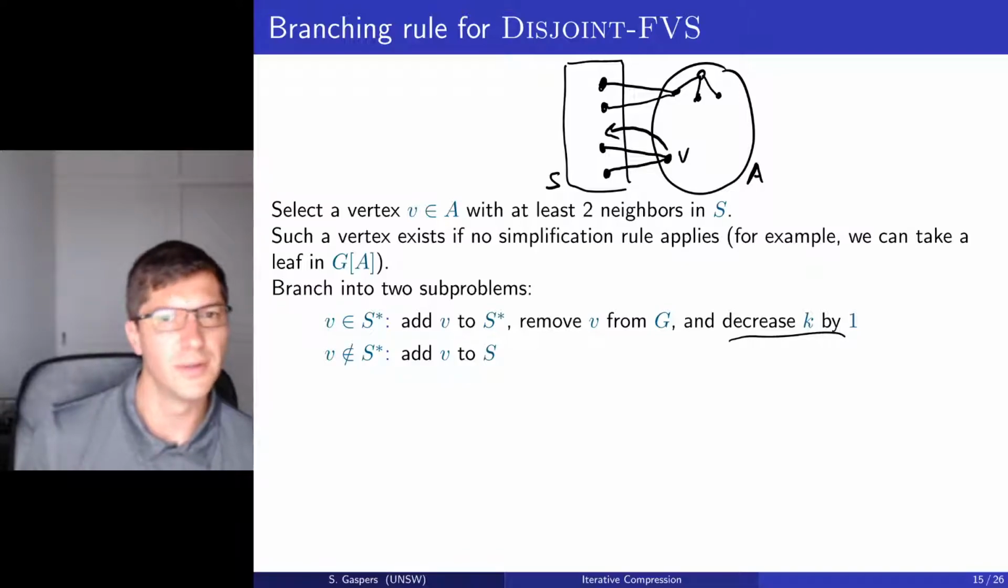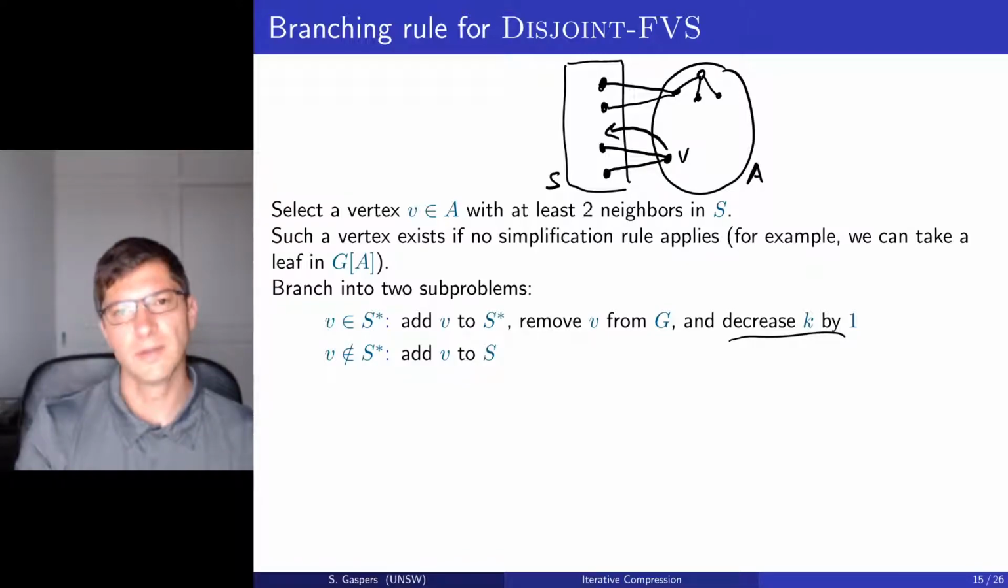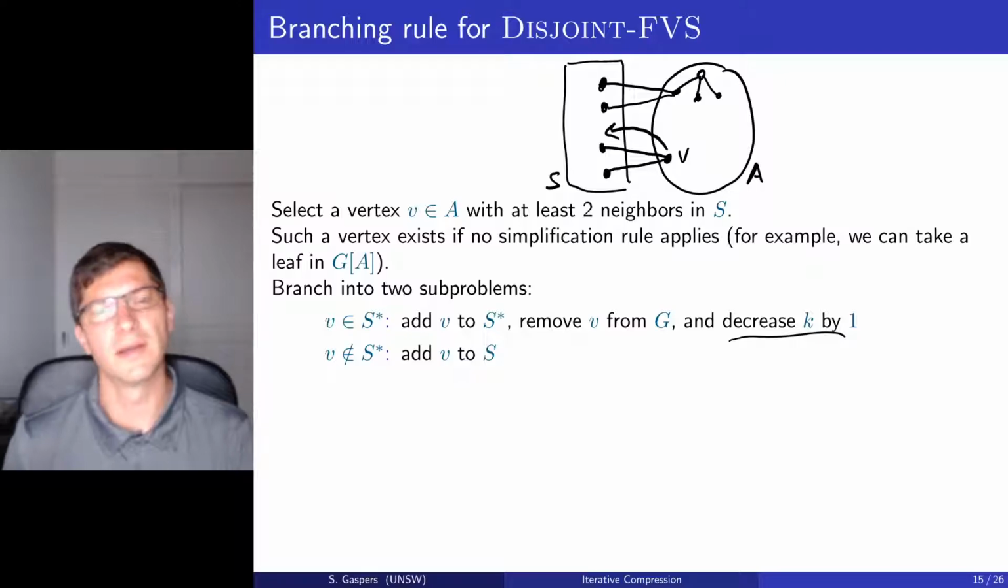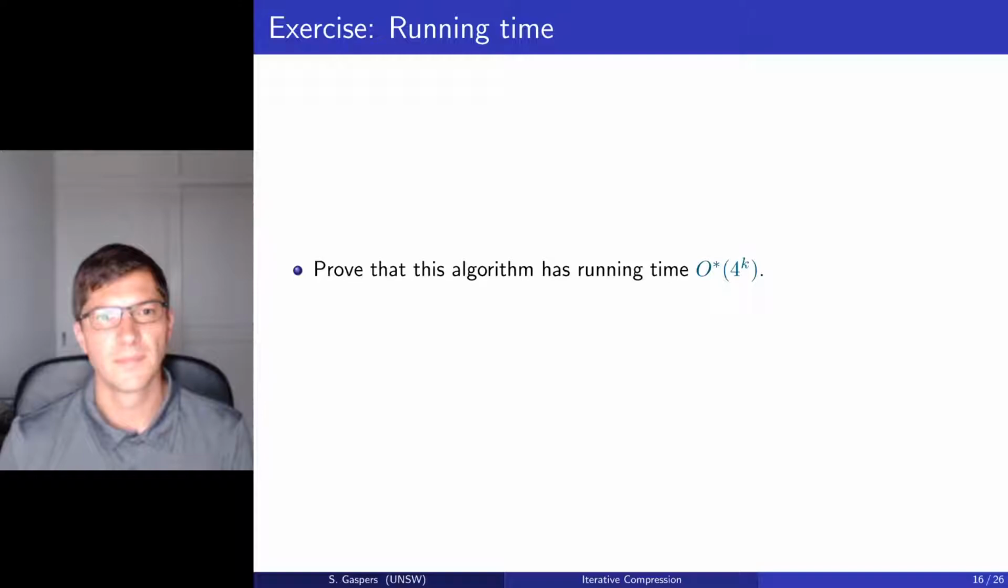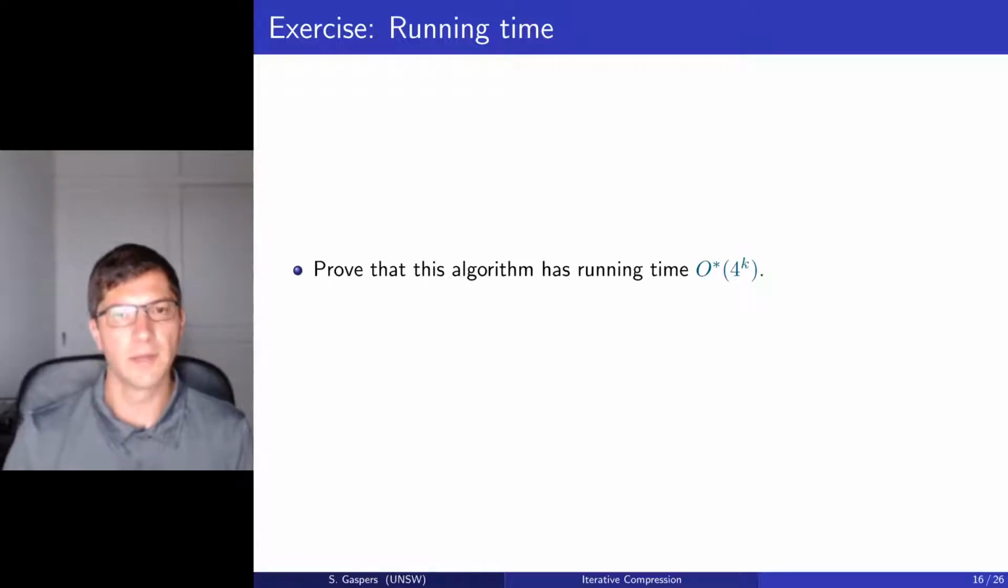Or it could go to 0 if the degree 1 rule eliminates everything in S. But it cannot go less than 0. Okay, and this is how you can then prove that the algorithm has running time O star of 4 to the power k. So you would need to define some measure that decreases in both branching steps, and you would then upper bound the measure by probably something like 2 times k.